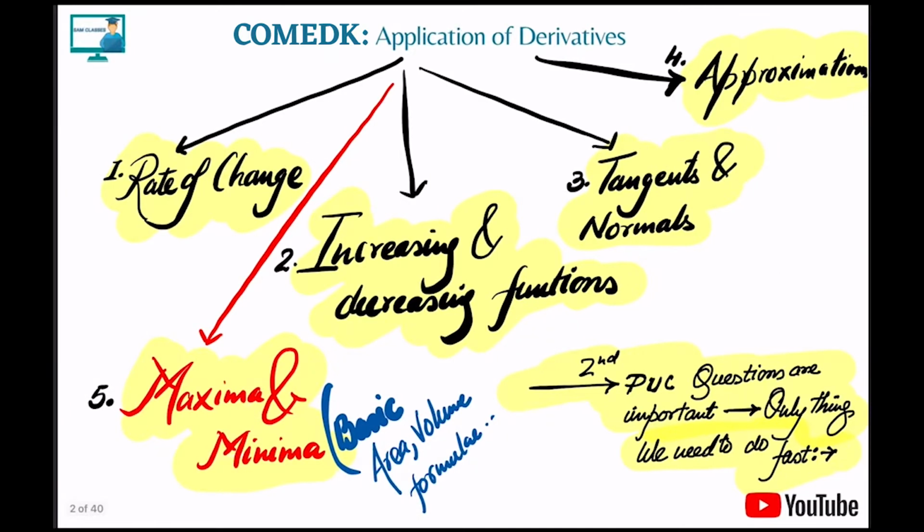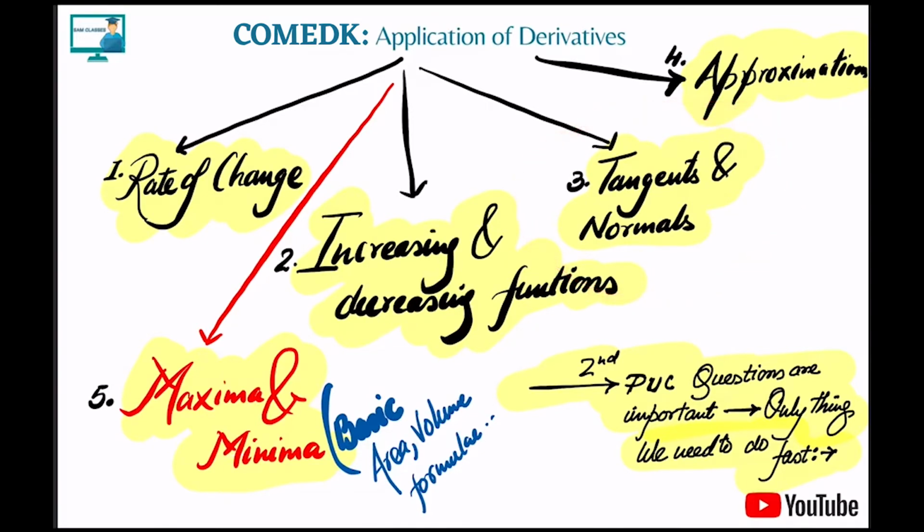These 5 things are very important. The first and the foremost, the rate of change. What do you mean by rate of change? What is an increasing and decreasing function? When we say the function is increasing at this point to this point, or in the interval it is increasing, then we'll talk about tangents and normals.